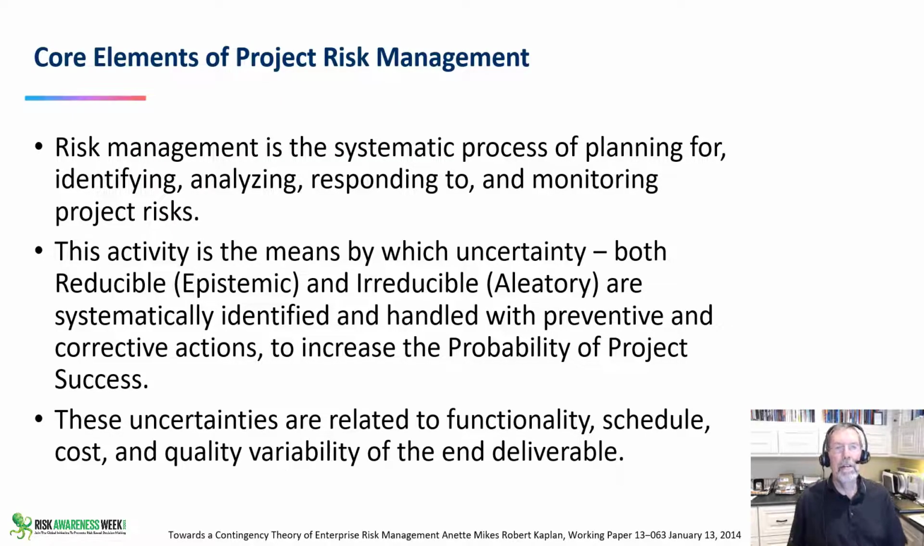So we're back again to what the core elements of project risk management are all about. We have to remember, as always, all risk comes from uncertainty, and uncertainty on projects comes in only two forms. Uncertainty that's reducible, that's called epistemic uncertainty. It's the lack of our knowledge, and we can buy more knowledge. We can spend money to create new knowledge: prototypes, testing, redundancies.